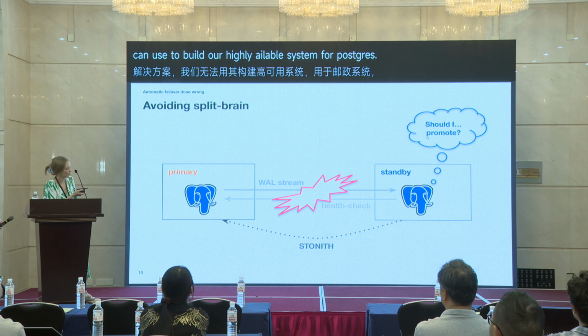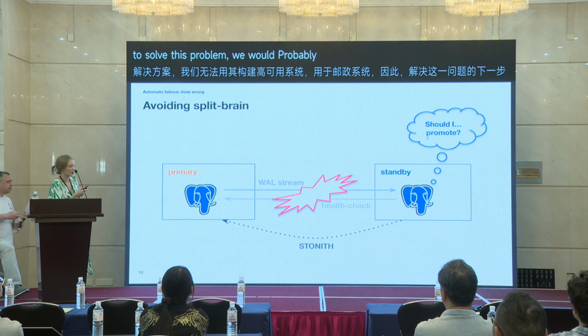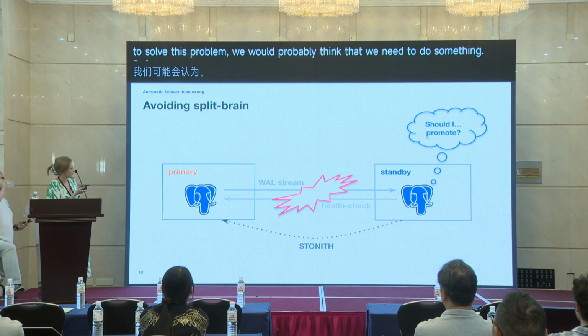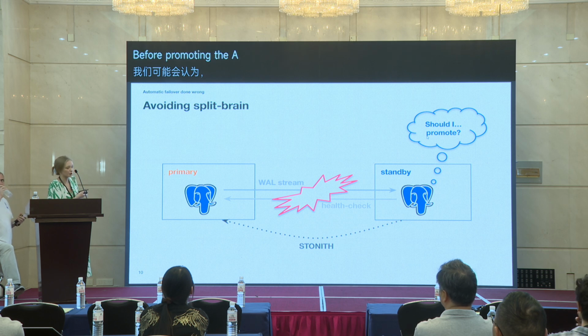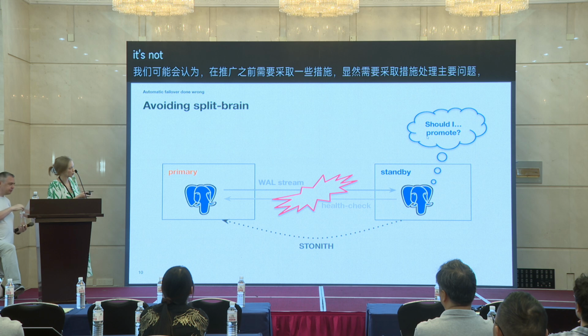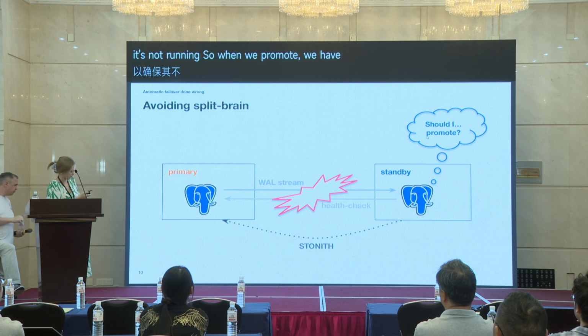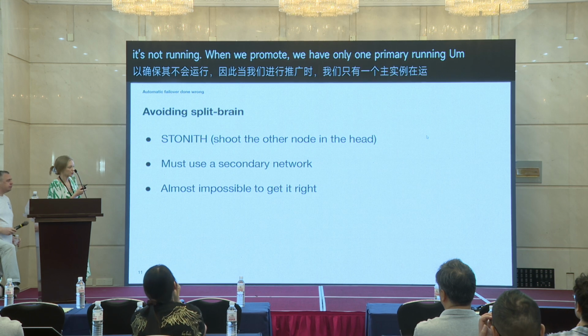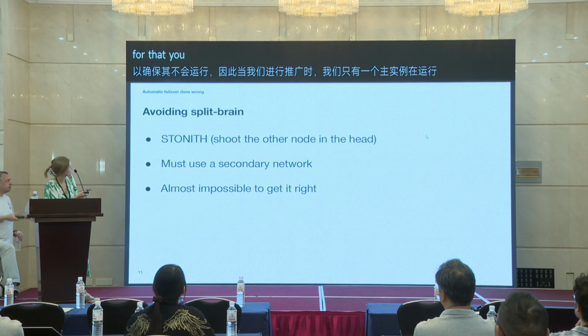The next step to solve this problem, we would probably think that we need to do something before promoting. We apparently need to do something with primary to make sure it's not running. So when we promote, we have only one primary running. For that, you can use different approaches.